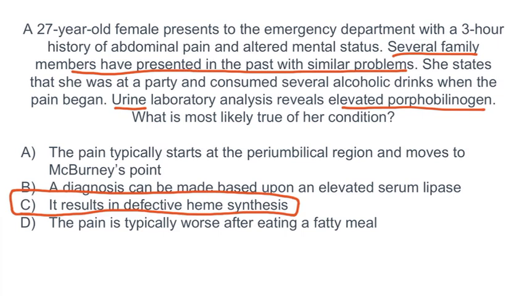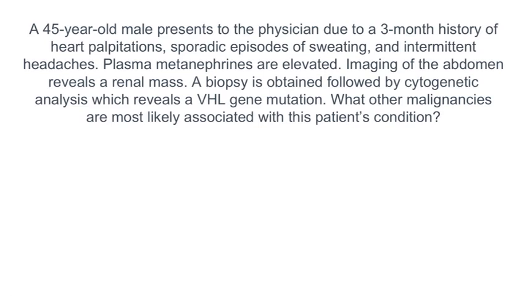A is alluding to acute appendicitis, B is suggestive of acute pancreatitis, and D is suggestive of cholecystitis. In summary, it's high yield to know that acute intermittent porphyria is an autosomal dominant condition that results in defective heme synthesis. Okay, let's do one more question.